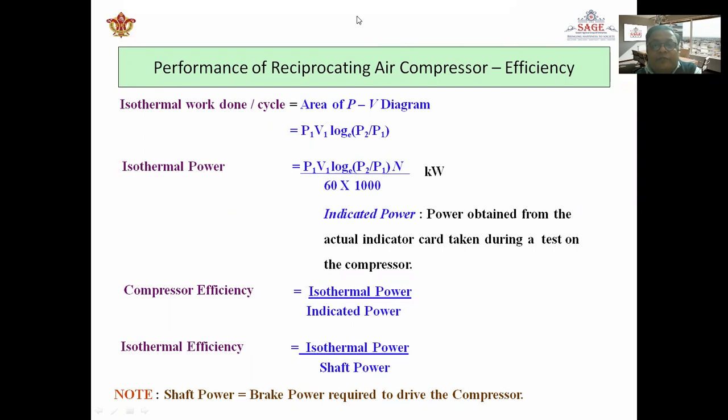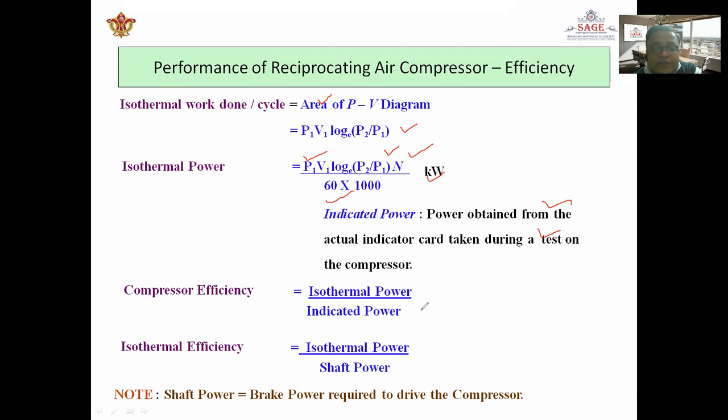We know that the compression is done by the isothermal process, so the isothermal power is P1 V1 natural log of P2 by P1 into the speed, upon 60 into 1000 kilowatt. The isothermal work done per cycle, which is depicted by the area of the PV diagram, is P1 V1 natural log of P2 by P1. Indicated power is the power obtained from the actual indicator diagram taken during a test on the compressor, that is the polytropic work done also.